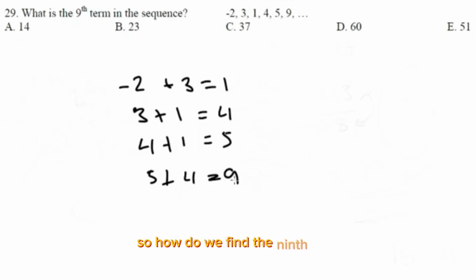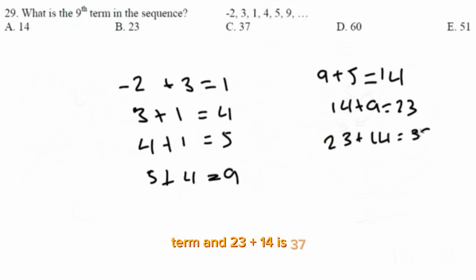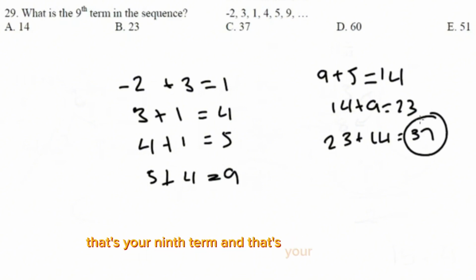So how do we find the 9th term? Well, we're already on the 6th term, so we just have to keep combining. So 9 plus 5 is equal to 14. That's your 7th term. 14 plus 9 is 23. That's your 8th term. And 23 plus 14 is 37. That's your 9th term. And that's your answer.